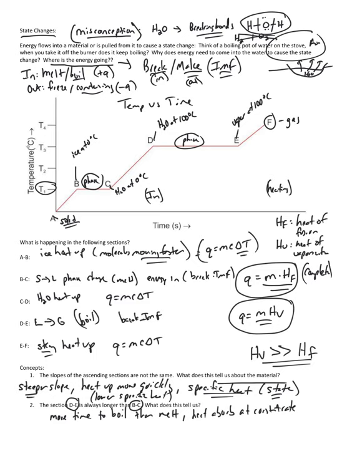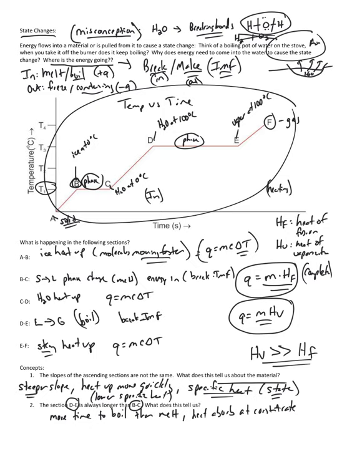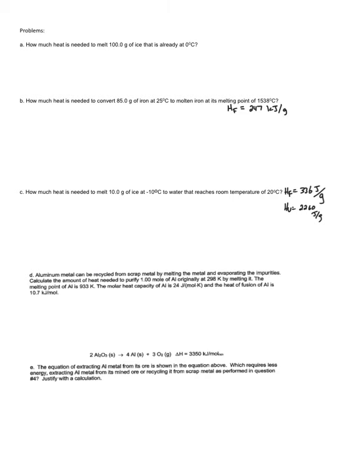All right, let's turn to the math. What might be a good thing to do is to go back to a graph and identify where am I starting, where am I stopping. In this problem, I have ice already at 0 degrees. All I want to do is make it become water at 0 degrees. All right, so problem number 1. How much heat is needed to melt 100 grams of ice that is already at 0 degrees? So all we are doing is completing the phase change.